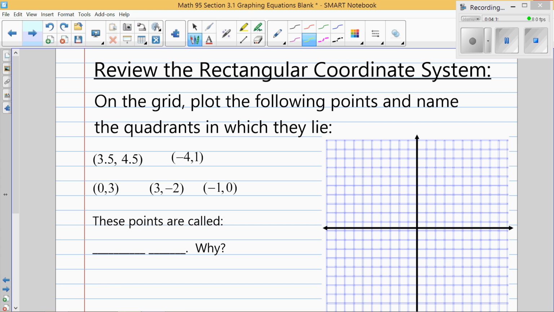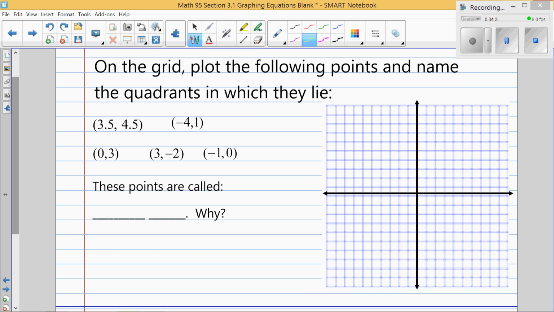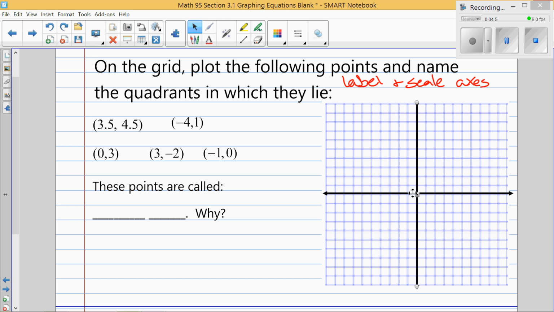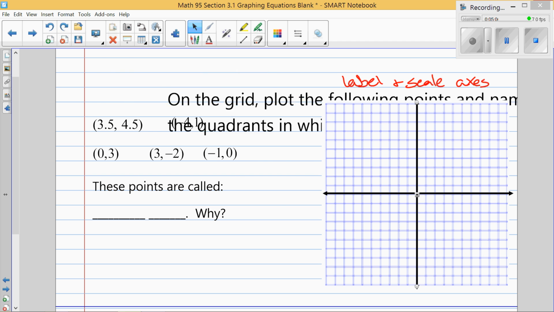Now that we've talked about the quadrants, I want us to label where these specific points will be on this graph. Now, in order to do that, I first am going to need to label and scale my axes. As a convention, we like to call the x-axis the horizontal piece. Hang on one second, my coordinate got off just a little bit. Let me line that up again. That's a little bit better.